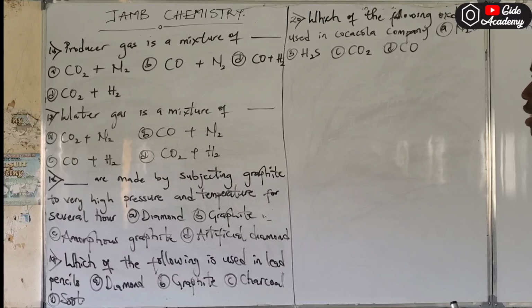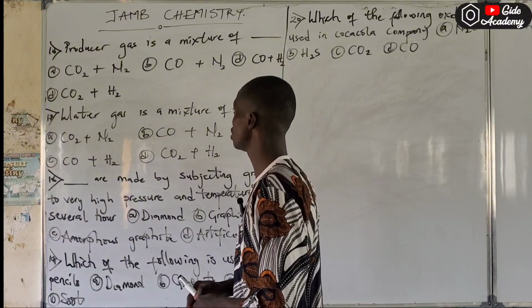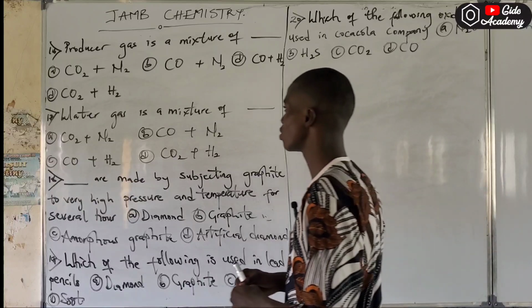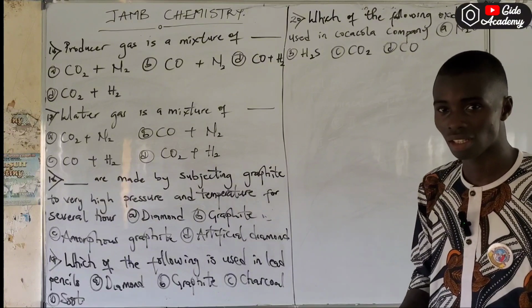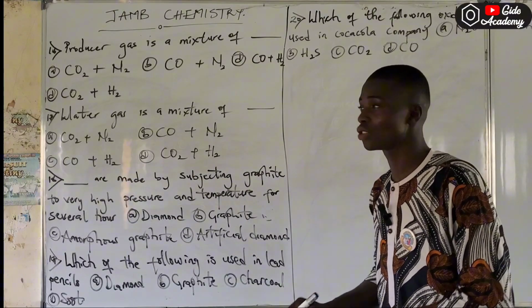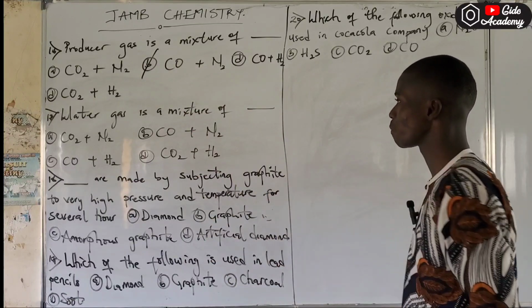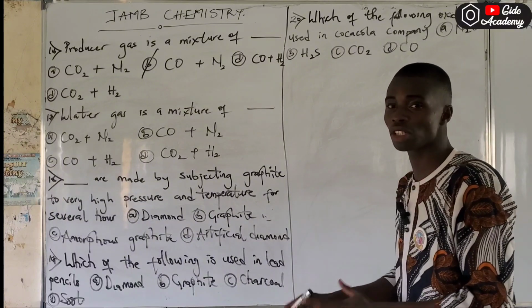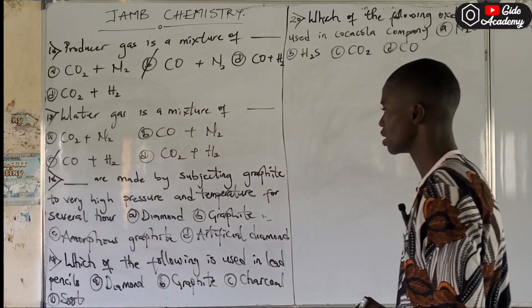You are welcome back. Number 16 question says, producer gas is a mixture of dash and dash. Option A, CO2 plus nitrogen. B, CO plus nitrogen. C, CO plus hydrogen. D, CO2 plus hydrogen. Please take note. Producer gas is a mixture of carbon monoxide and nitrogen. So the correct answer here is carbon monoxide and nitrogen. Then now, number 17. Water gas is a mixture of dash and dash. It is a mixture of carbon monoxide and hydrogen gas. That's option C, the correct answer.